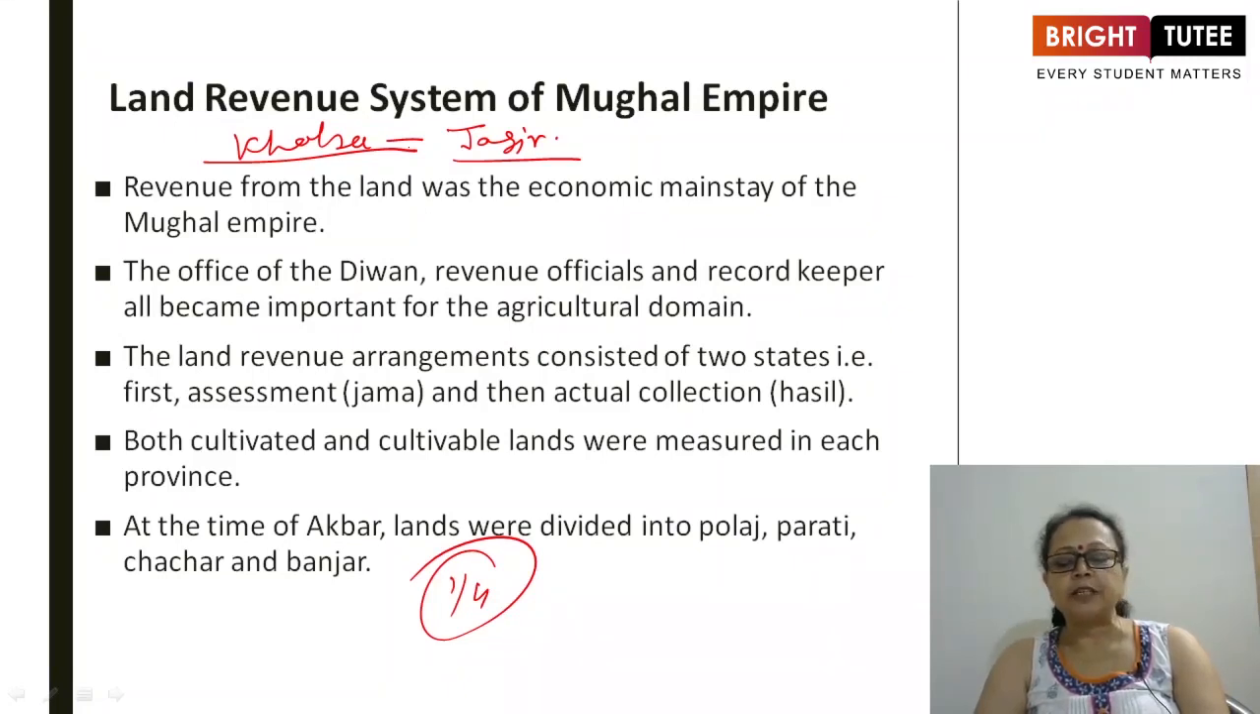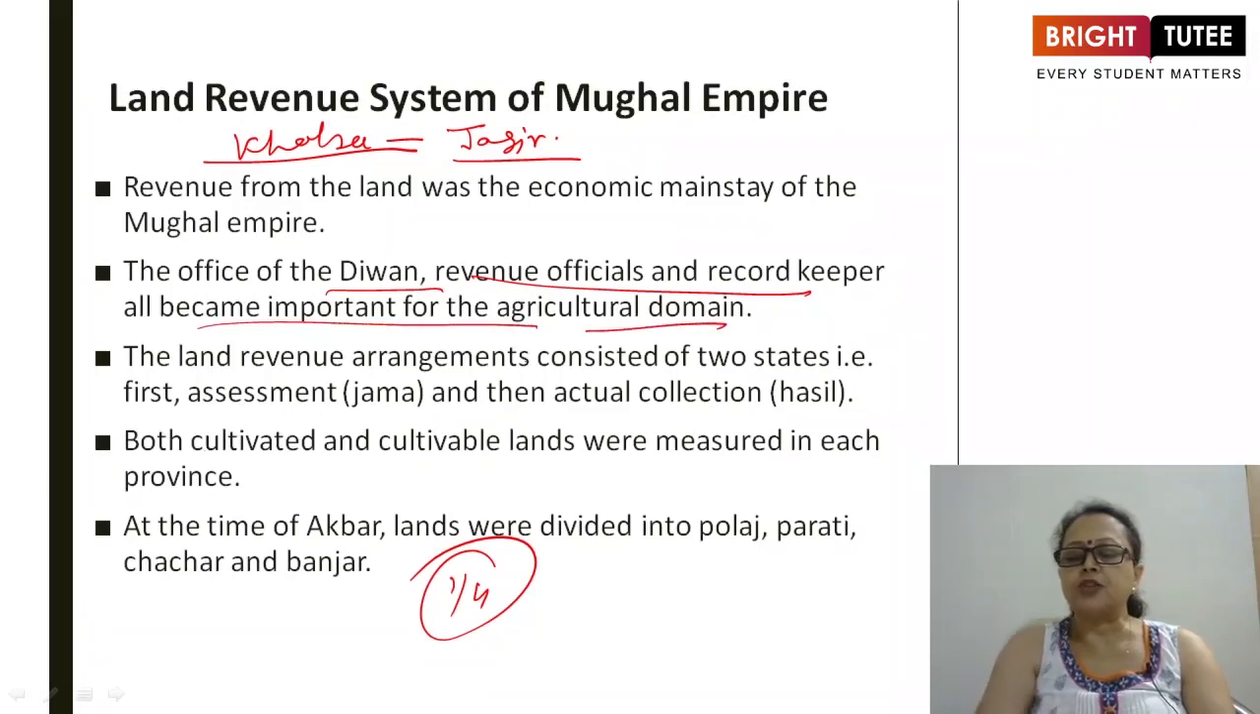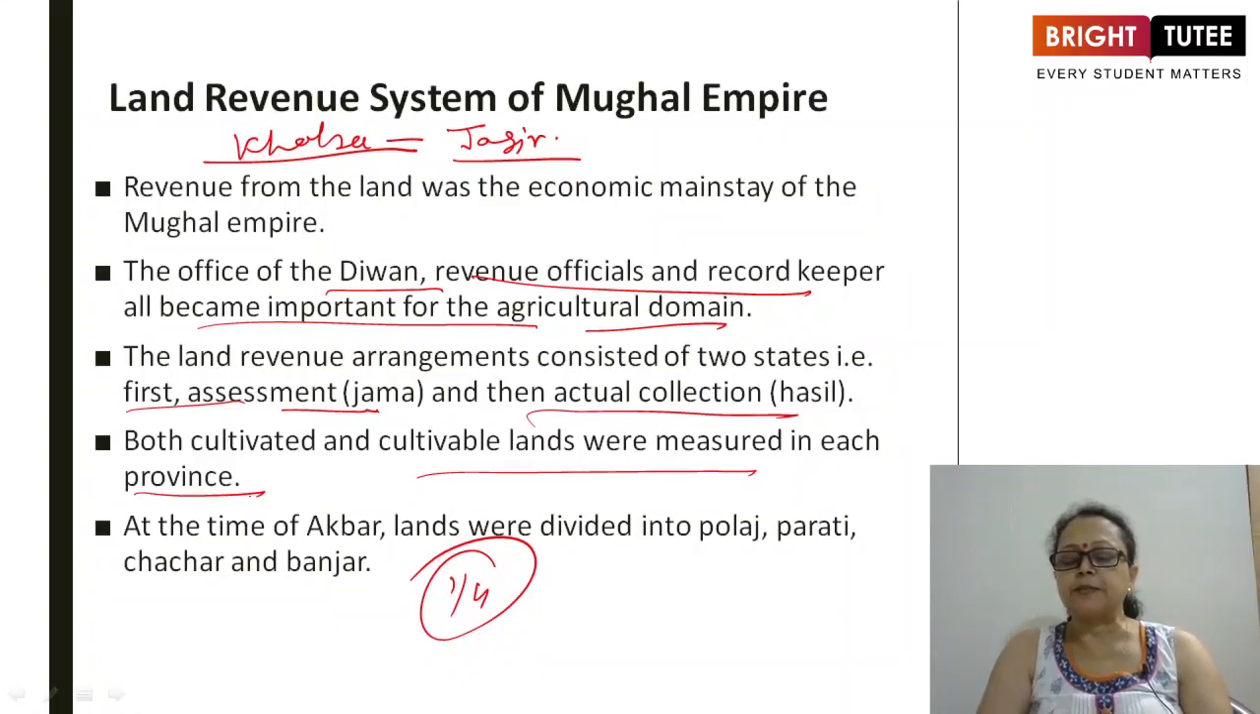This is also given over here. The office of the Diwan, the revenue officers and the record keepers, all became important for the agricultural domain. The land revenue arrangements consisted of two stages, that is the first assessment, Jama, and then actual collection, that is Hasil. The cultivated and the cultivable lands were measured in each province. In each and every province, the land measurement was done.